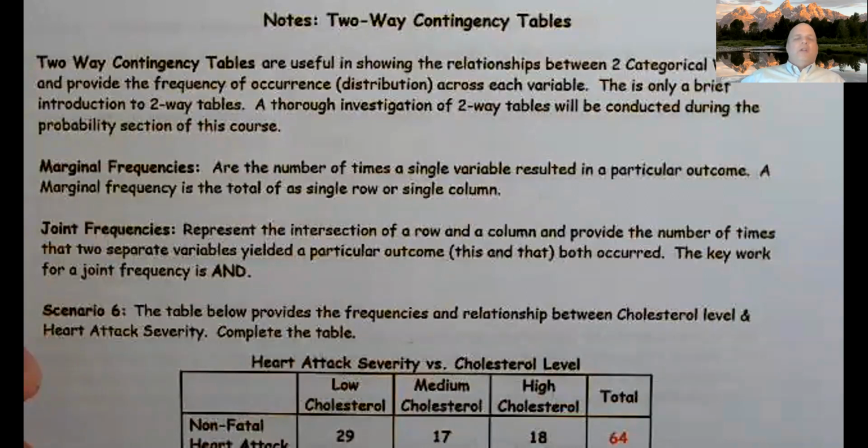Right now we're going to look at two-way contingency tables. We are on page 44 of the note spiral.